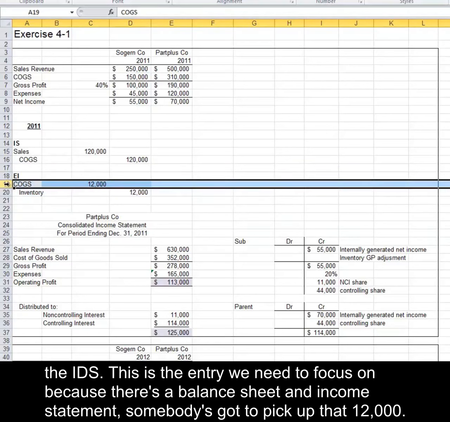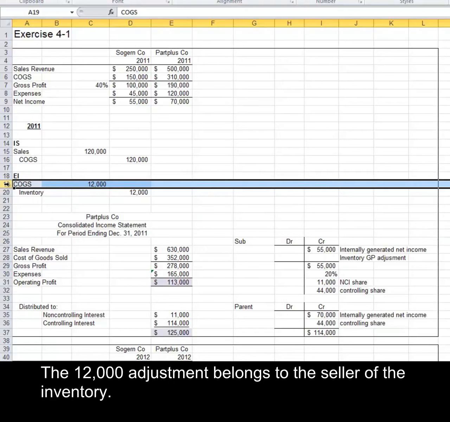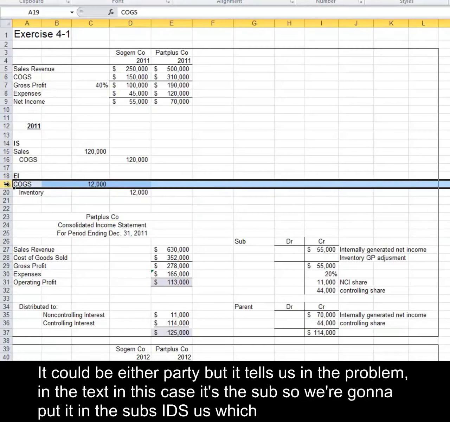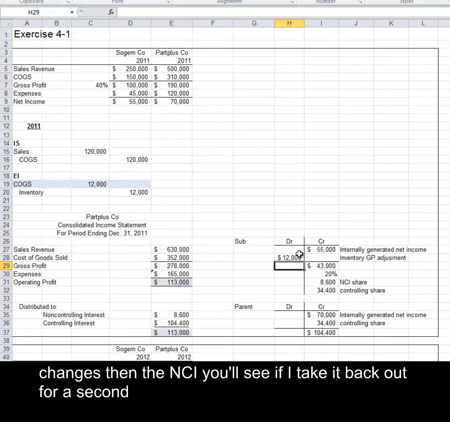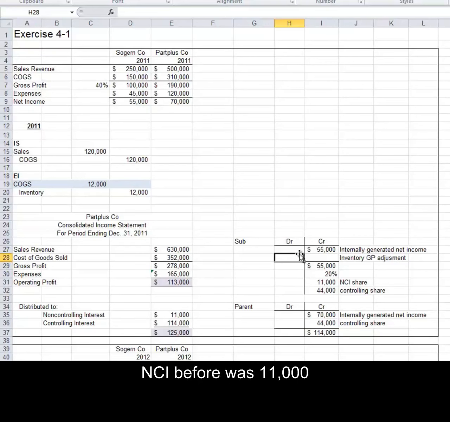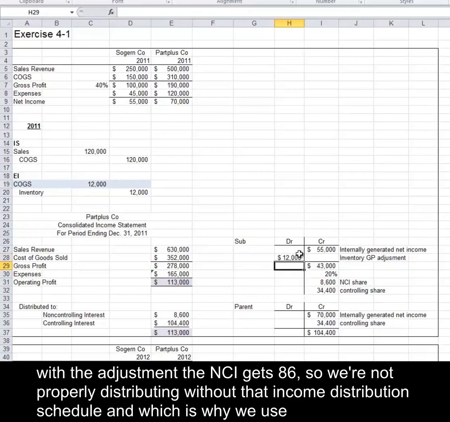Somebody's got to pick up that 12,000. The 12,000 adjustment belongs to the seller of the inventory. It could be either party, but the text tells us in this case it's the sub. So we're going to put it in the sub's IDS, which then changes the NCI. You'll see if I take it back out for a second, NCI before was 11,000. With the adjustment, the NCI gets 86.